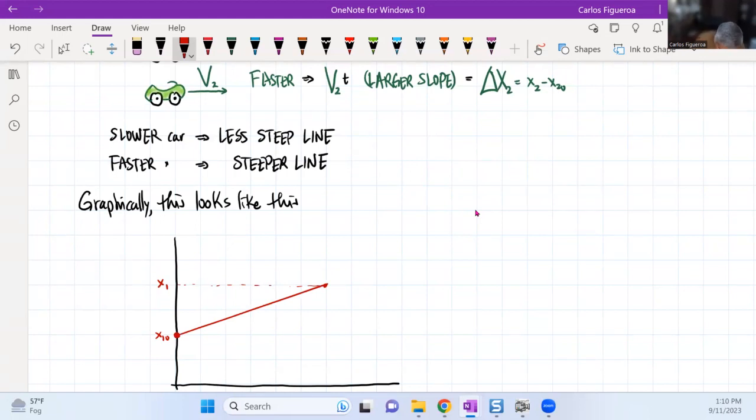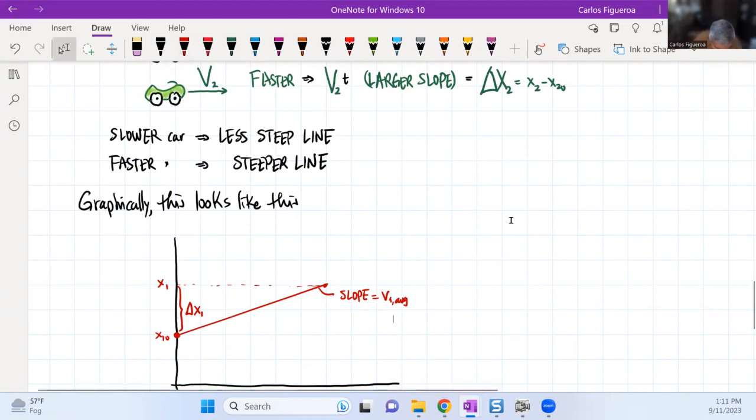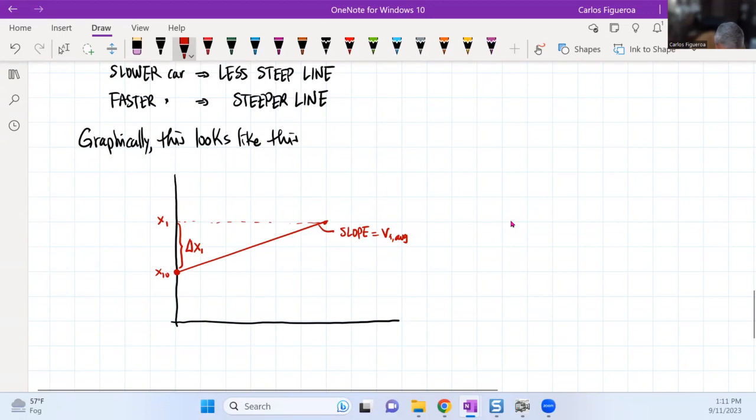So why do I know that this line has a less steep slope? Because I have to make a comparison. This is a small displacement, and this red line is telling me that the slope is small because V1 average is small. On the other hand, I could pick two other points. Let's say I pick this point right here, and this point down here.